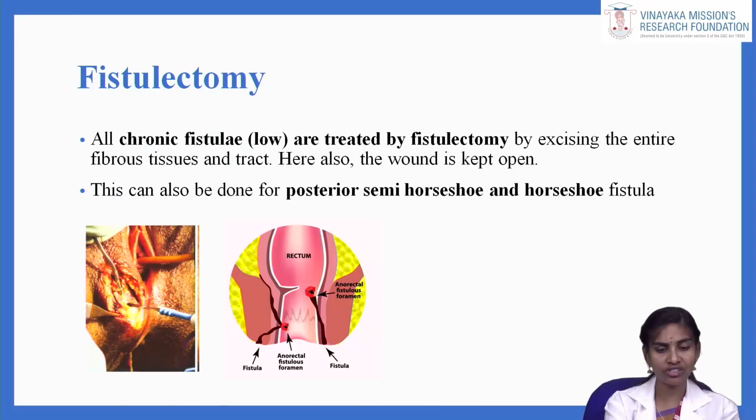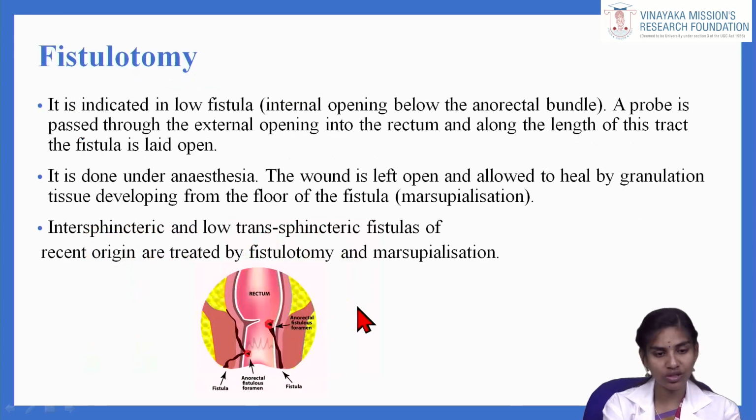Fistulectomy: all chronic fistulas are treated by fistulectomy, by excising the entire fibrous tissue and tract. Here also the wound is kept open. This can also be done for posterior semi-horseshoe and horseshoe fistula. Fistulotomy is indicated in low fistula.